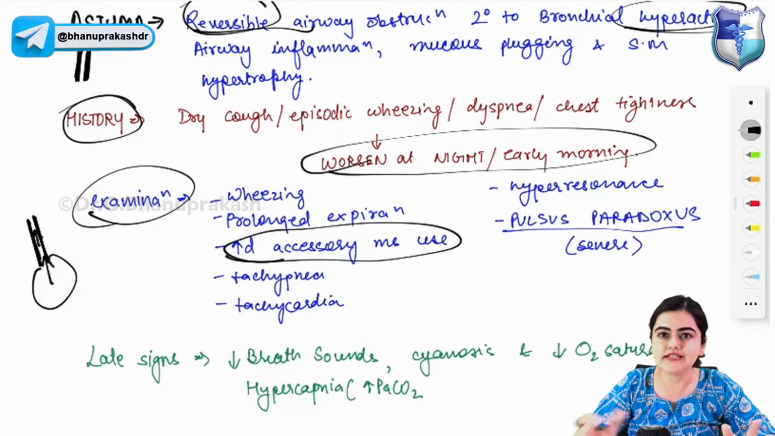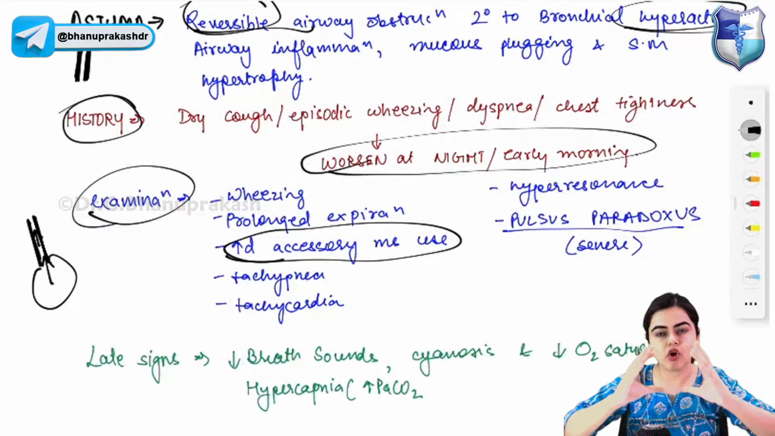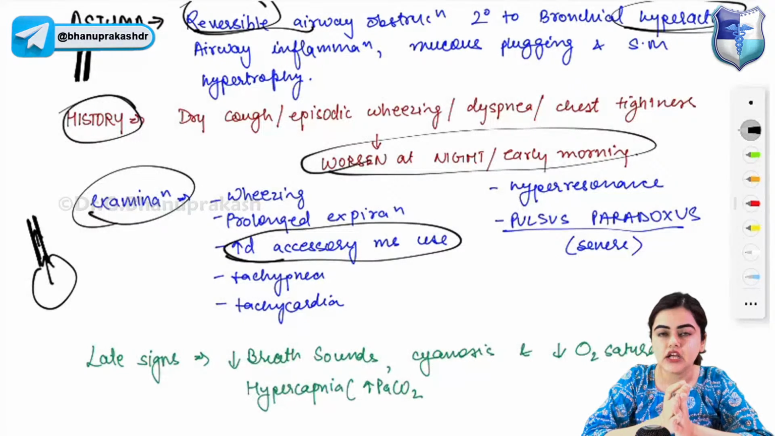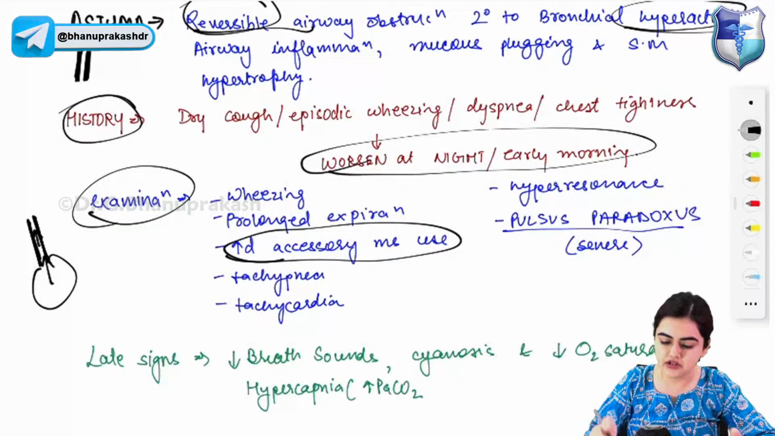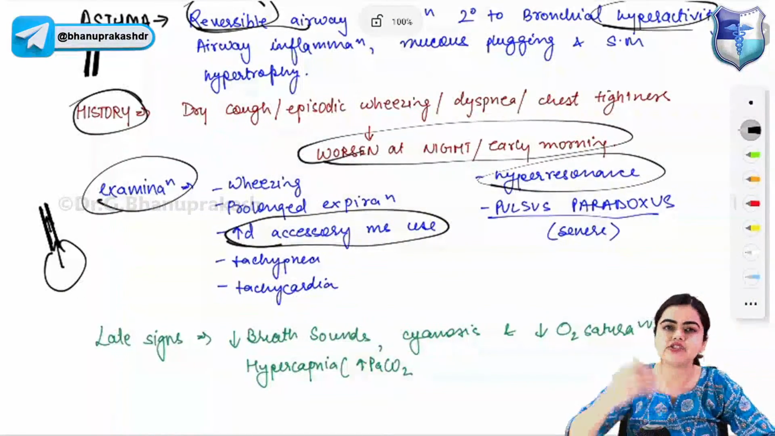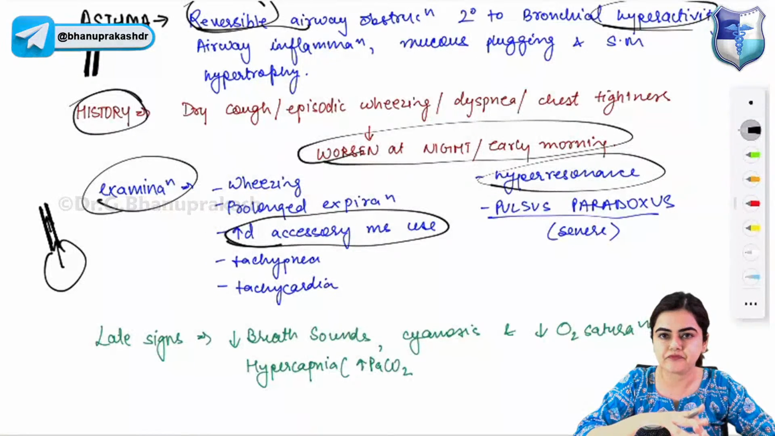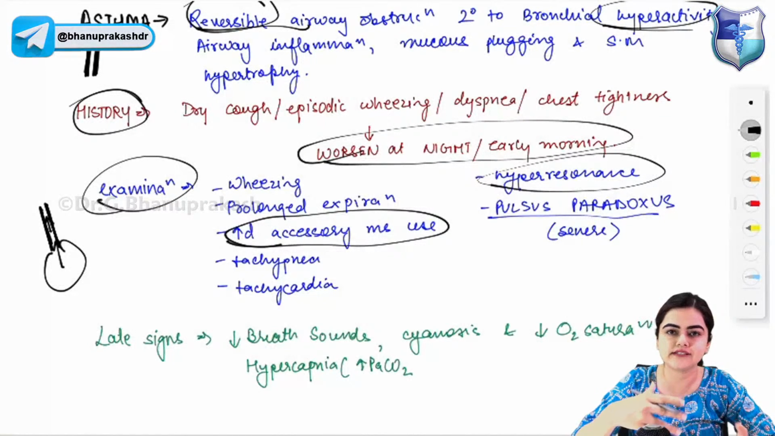There is hyperresonance because a lot of air trapping is happening. Air trapping results in hyperinflation of the lung, and that results in hyperresonance. Another feature is pulsus paradoxus in case of severe asthma. I hope you all know what pulsus paradoxus is. Come on, everyone. This is repeatedly asked in your exam.